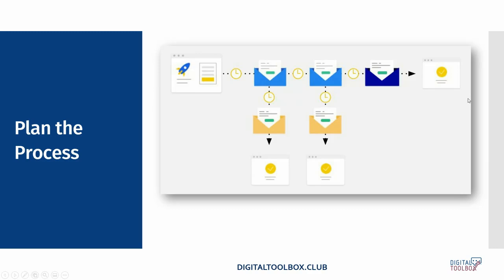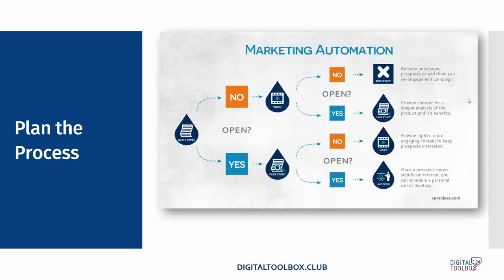Here's another graphic that I really liked, and I like the way they presented it. So somebody downloads a white paper from your website, and you send them a follow-up email. Did they open it? No or yes? If they did, maybe you send them a case study. If they open that, then maybe you send them a video or an invitation to a live demo. If they don't open the white paper, send them a video. If they still don't open it, it's okay. Take them off your list. If they do, now you can offer them something different.